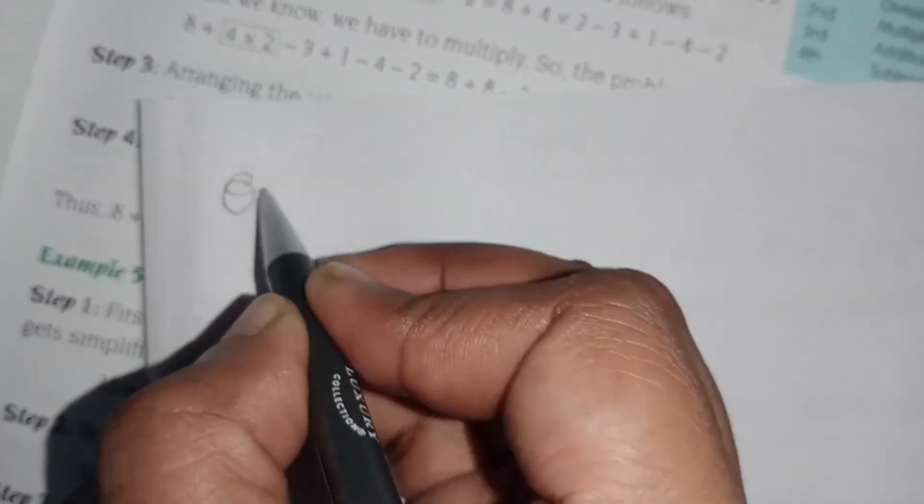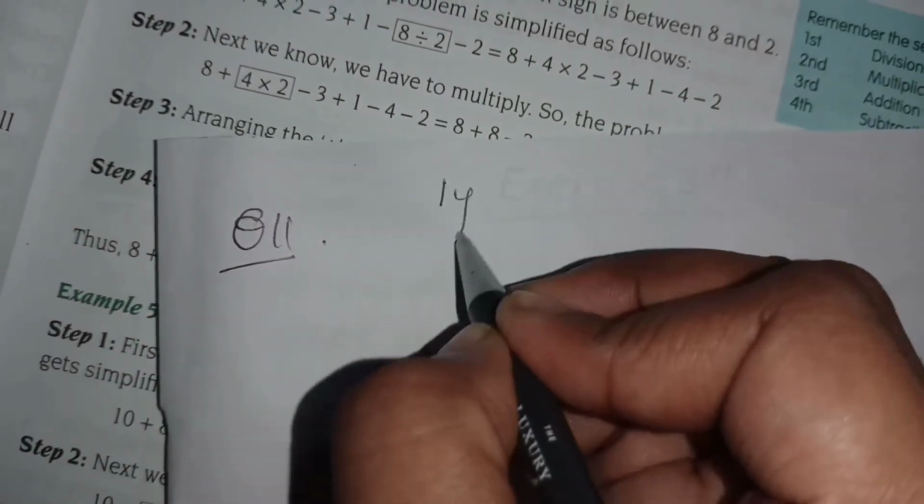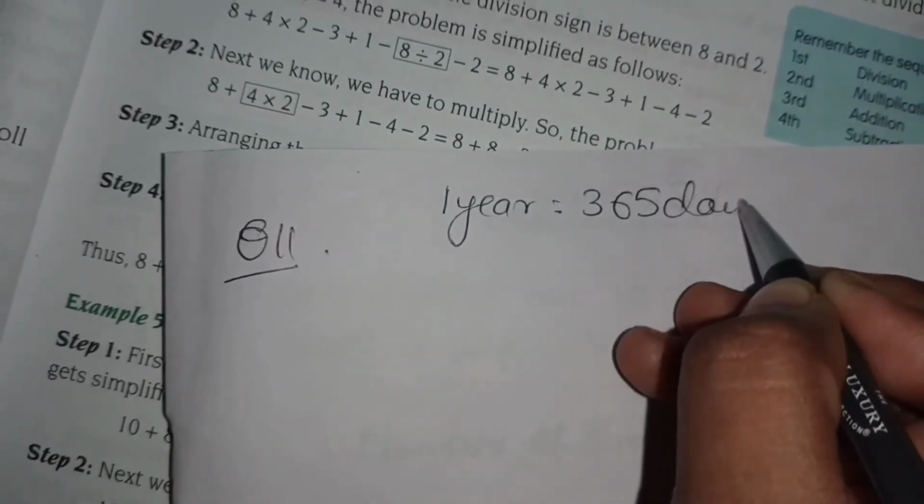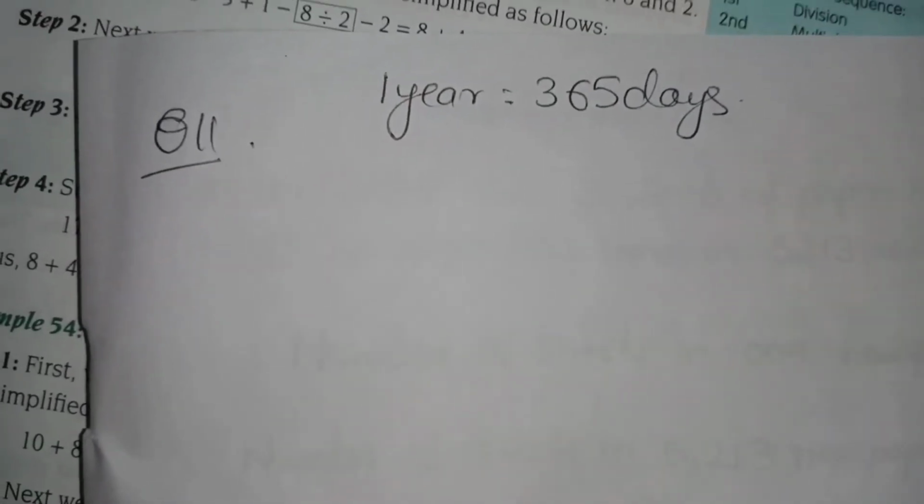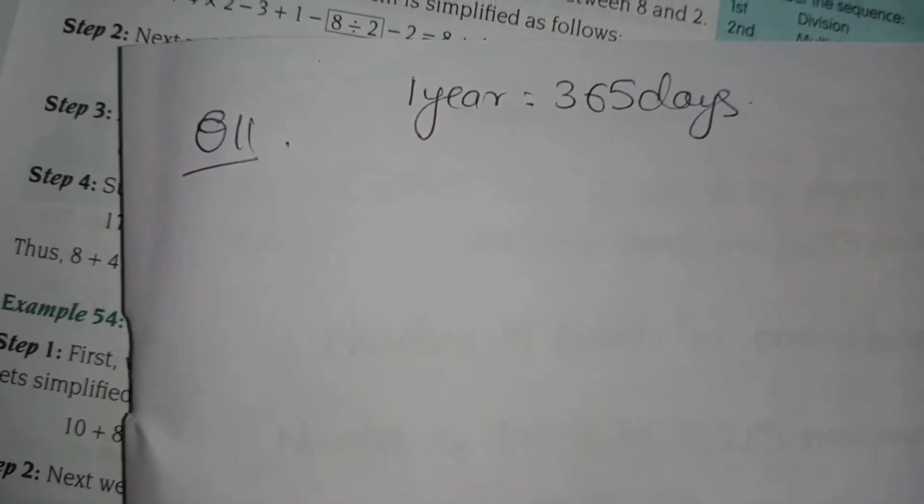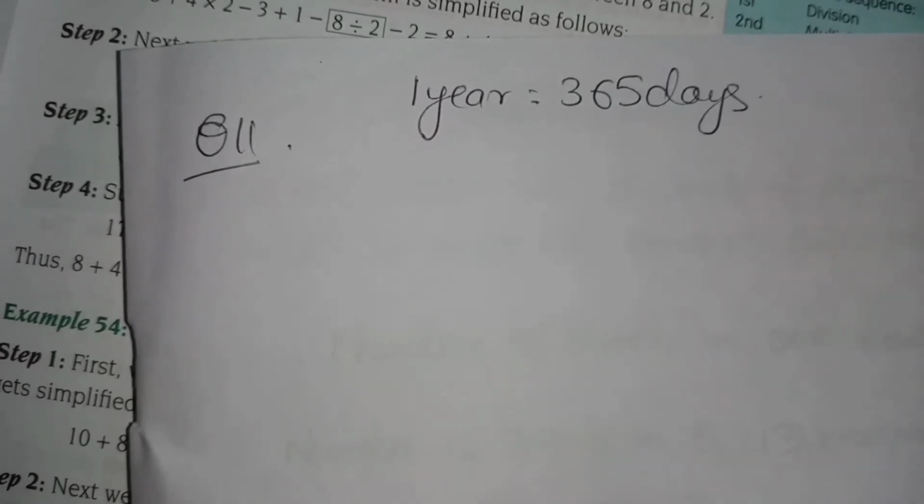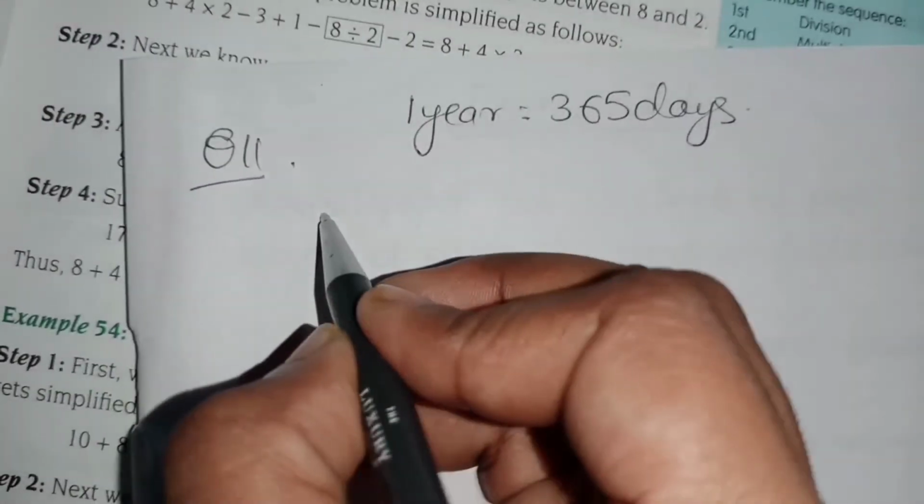Okay, now question number 11. First of all, we will write here that 1 year is equal to 365 days. Why have I written this here? Because they are asking, in one day the factory is producing 2,380 bulbs. So in 1 year, meaning 365 days, how much will it produce? So now let's write here.